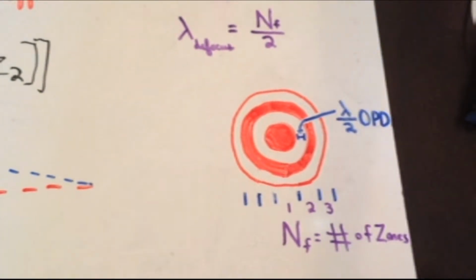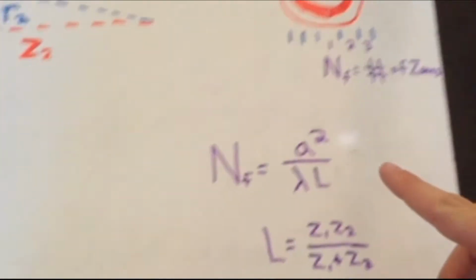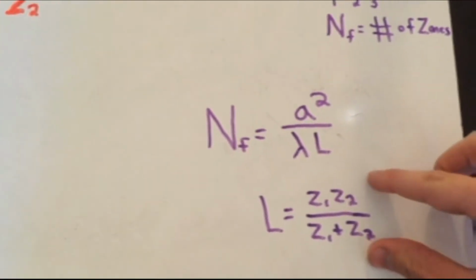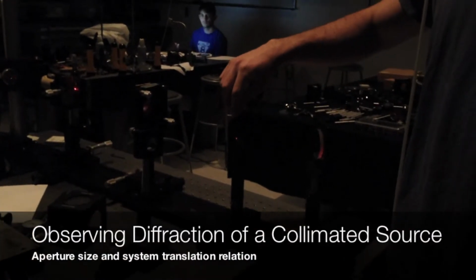The optical path difference helps us determine the Fresnel number, which is inversely proportional to this L parameter, which helps define the system, and quadratically proportional to the aperture size. Our Fresnel zones change as I adjust the aperture diameter. And then they also change if I adjust the microscope translation.